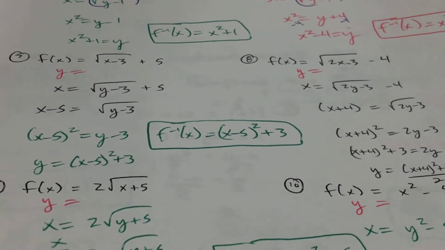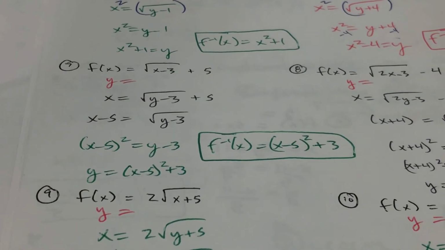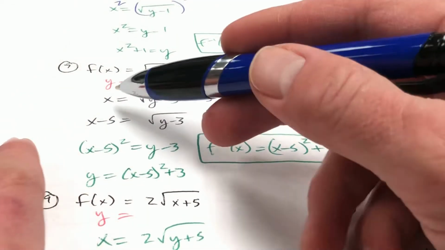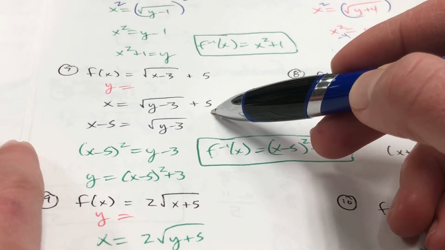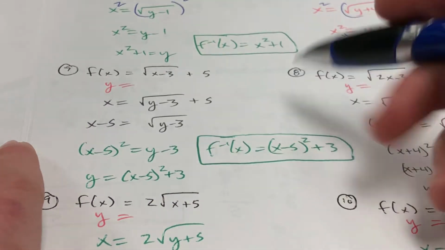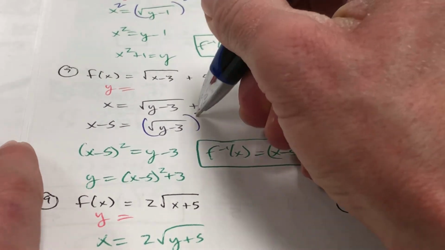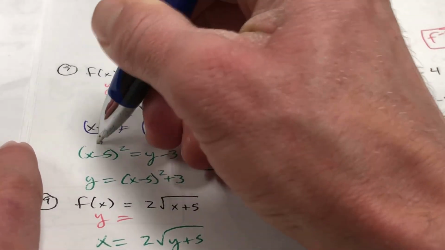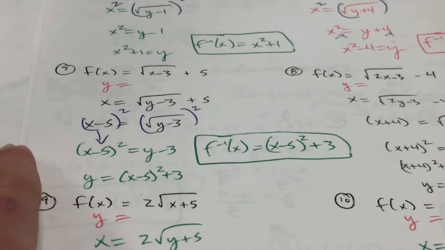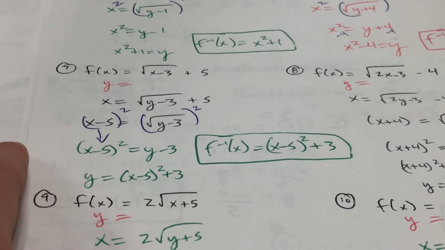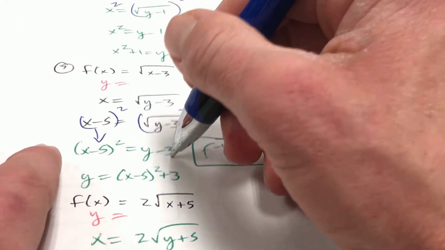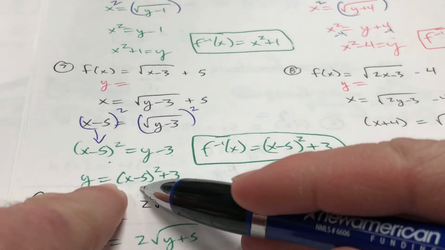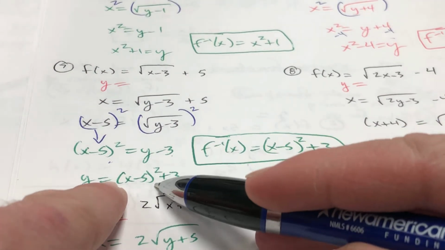All right, take a look at 7. y equals the square root of x minus 3, plus 5. I'm going to say x equals the square root of y minus 3, plus 5. I'm going to subtract 5 from both sides. Then I'm going to square both sides. And when I square both sides, don't worry about FOILing it. Just leave it as x minus 5, all of it squared. We will write this in proper standard form of a parabola, which you'll see next year in pre-calculus. Then I'm going to add 3 to both sides. So I get y equals x minus 5, all of it squared, plus 3.